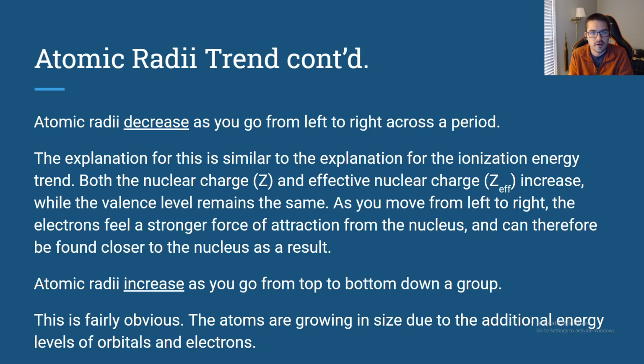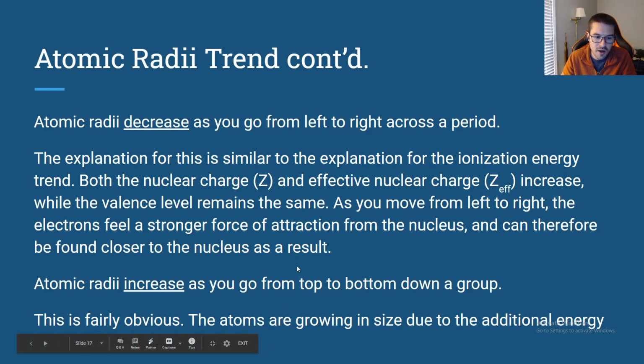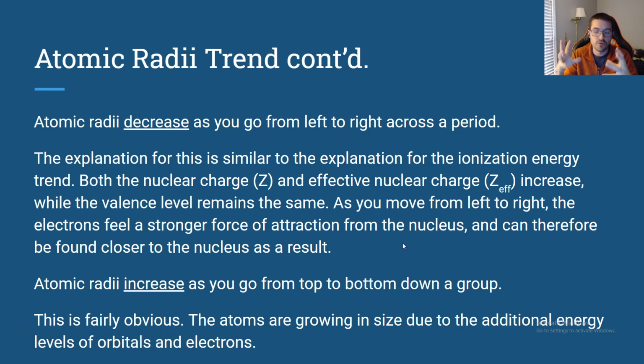to the nucleus, okay? And then for the group trend, this one is the easy one, okay? As you go down the periodic table, right, from top to bottom, atomic radii is obviously increasing, okay? This is because the atoms are just simply growing in size due to the additional energy levels of orbitals and electrons that can be found, right?